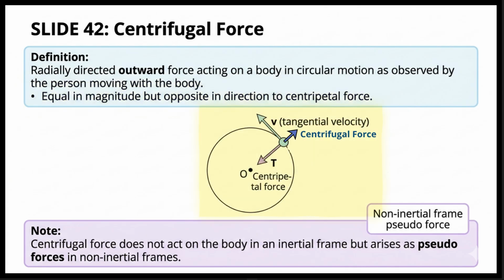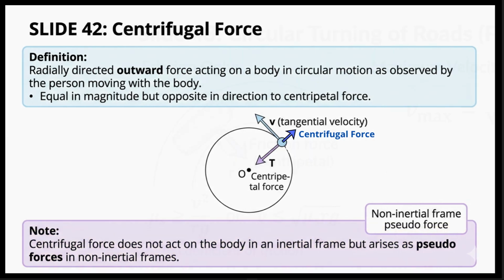The diagram illustrates this relationship, showing the blue centrifugal force vector pointing directly away from center O, while the inward tension vector T maintains the circular path. This is why we call it a non-inertial frame pseudo-force. As an important note, remember that centrifugal force does not actually act on a body when viewed from a stationary inertial frame. Instead, it arises as a pseudo-force solely within non-inertial frames of reference.